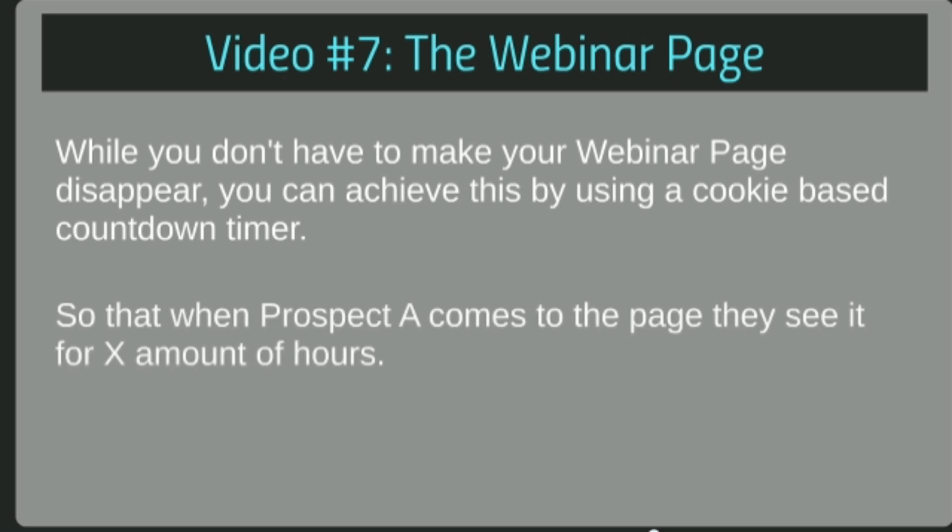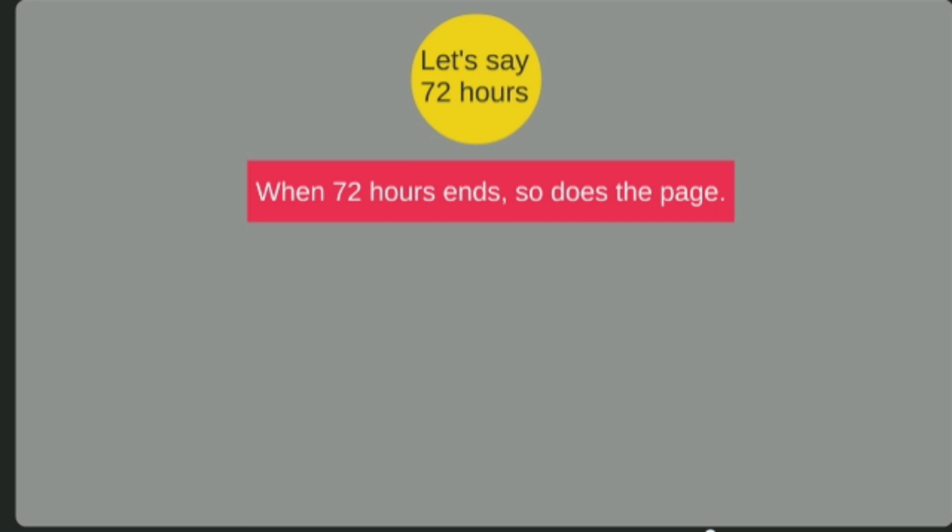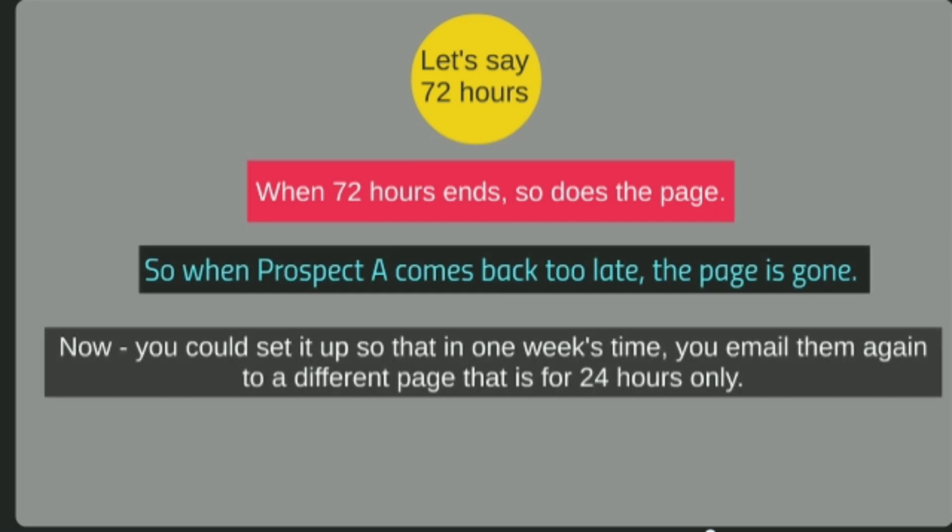So that when prospect A comes to the page, they see it, let's say, for an X amount of hours, let's say 72 hours. They're warned that it's going to disappear, and when they come back to the page after it has ended, it will have disappeared. So 72 hours, it ends, so does that page. If they come back, the page is gone.